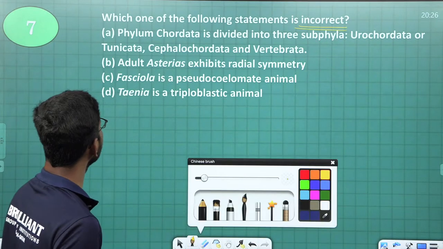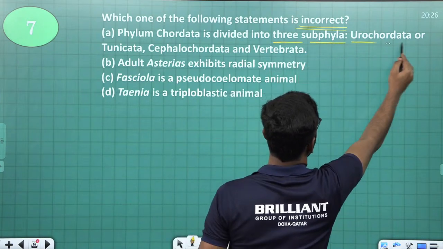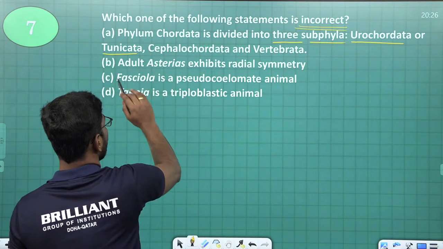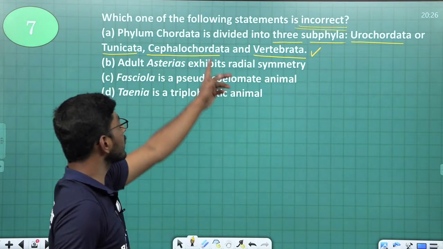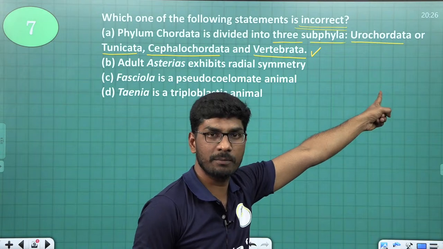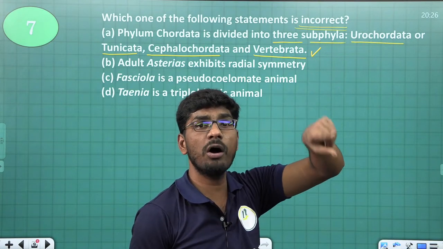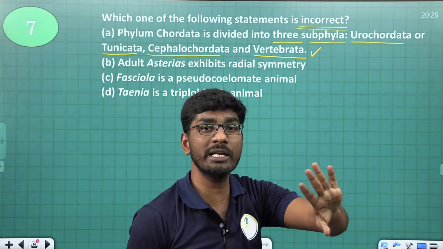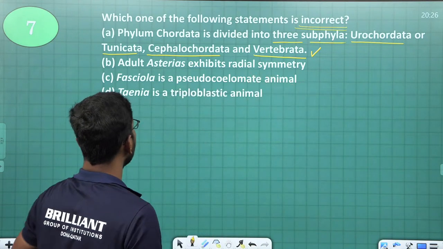What is the incorrect statement? Phylum chordata is divided into 3 subphyla: Urochordata, correct, that means tunicata, cephalochordata, and vertebrata. Absolutely correct. Cephalochordatans are called lancelets. Urochordatans are called tunicates. We discussed one point: all chordates are not vertebrates, but all vertebrates are chordates. Do you remember this one? So these 3 subphyla, correct.